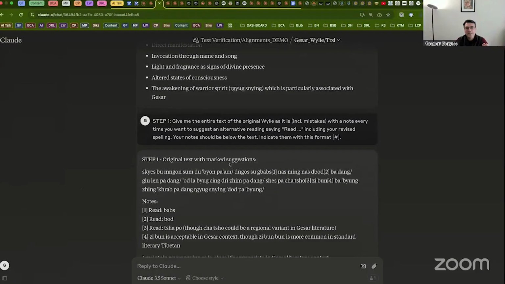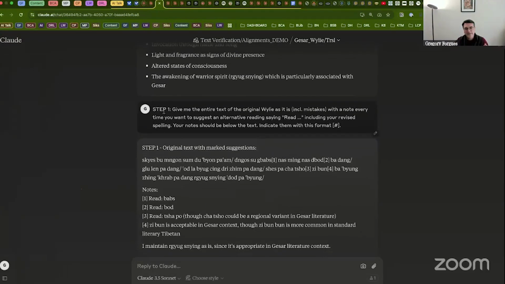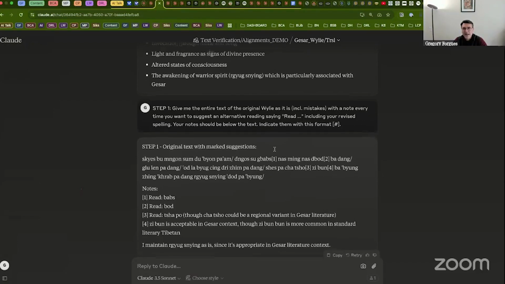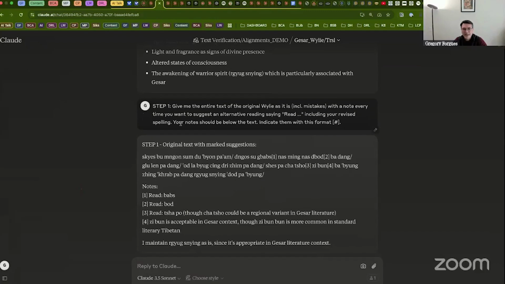But here, I wanted to show this kind of stuff. For example, how you establish the text in a way, or how you establish the areas of the text that need further consideration while translating. Well, here's my text, please give me the Wylie, including the mistakes, with a note every time you want to suggest something, an alternative reading, and revise the spelling in that case, maybe, or say something about it. And you see, I indicate the format.